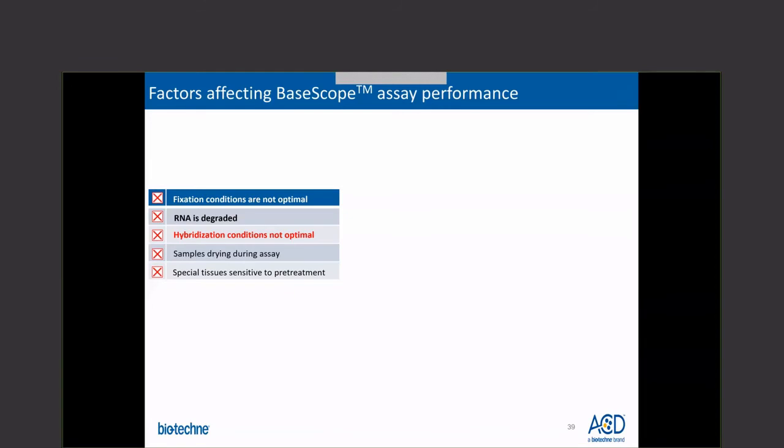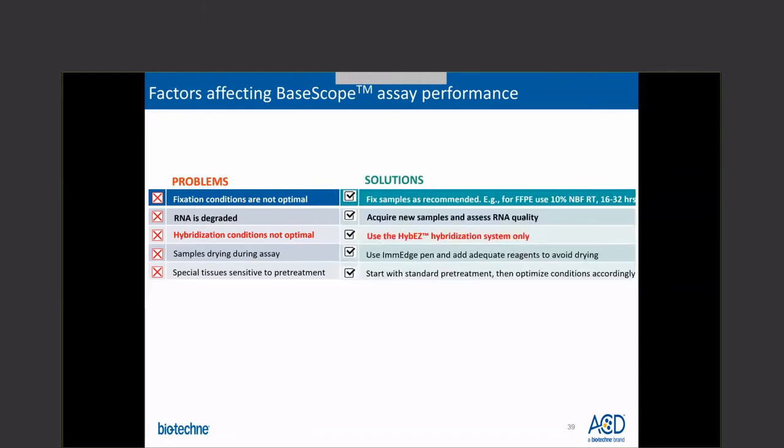When running the RNAscope assays, there are a few factors that could affect the outcome of your results. For example, fixation conditions are not optimal, or hybridization conditions are not optimal. These factors and issues can be addressed by the following solutions, such as the ones listed here. Fix the samples as recommended. Use the HybEZ hybridization system for optimal hybridization conditions.